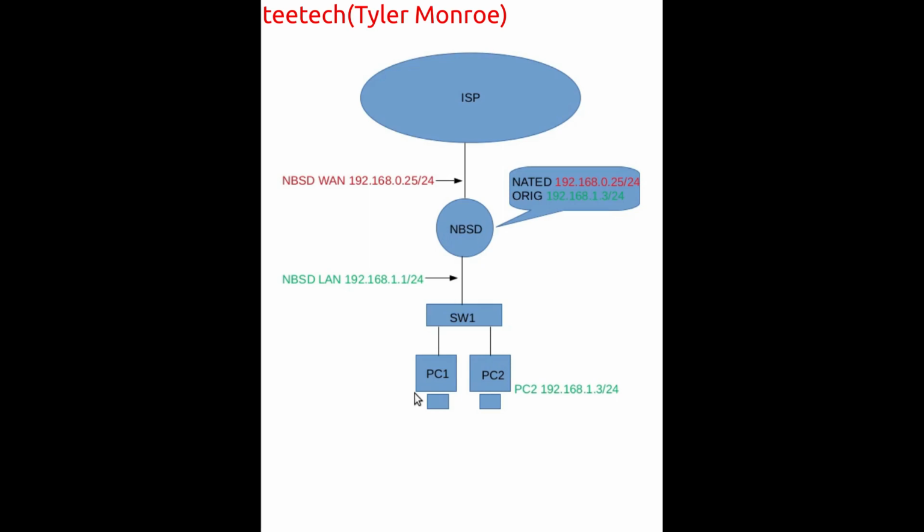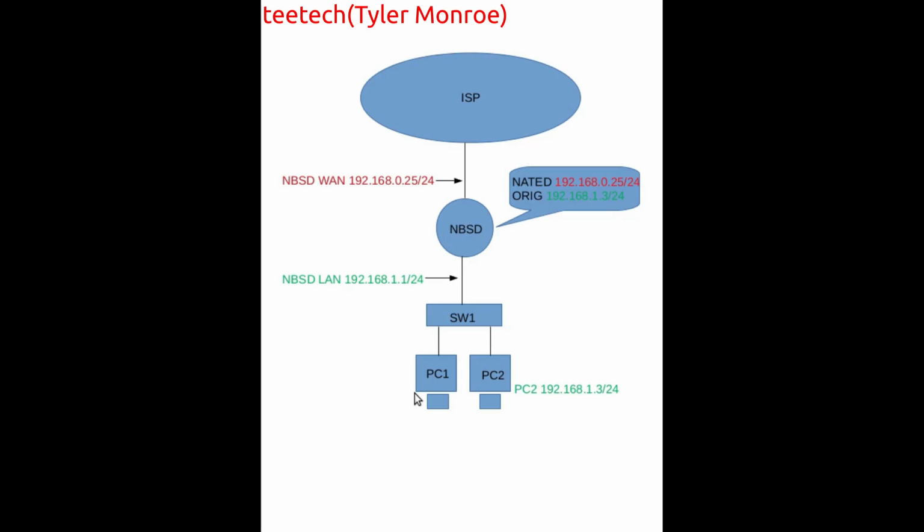Now, PC2's address is 192.168.1.3. And when NetBSD gets the packet, even if it was PC1, it doesn't matter. The idea is he takes that private address from PC2, that's the original source at layer 3, the source address of the packet. He wants to change that address with NAT, Network Address Translation. This is called source NAT or SNAT.